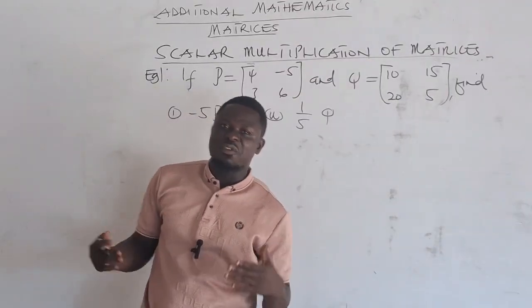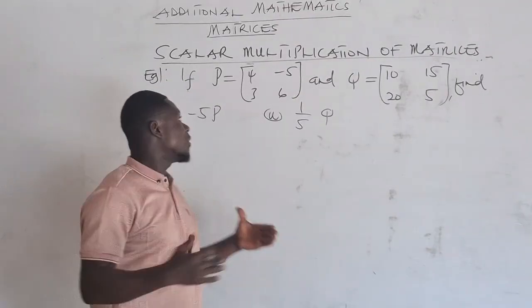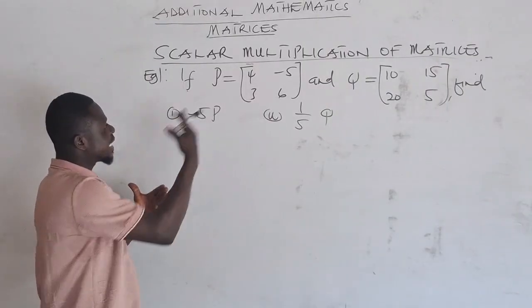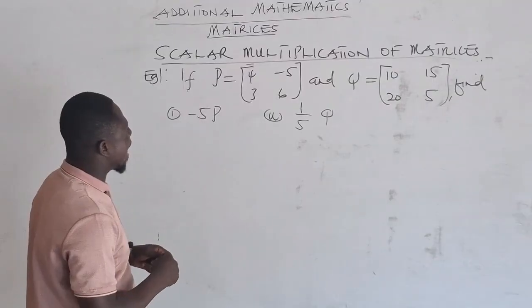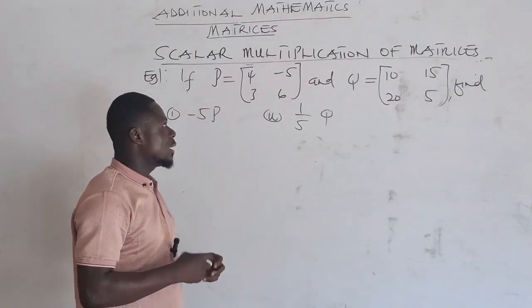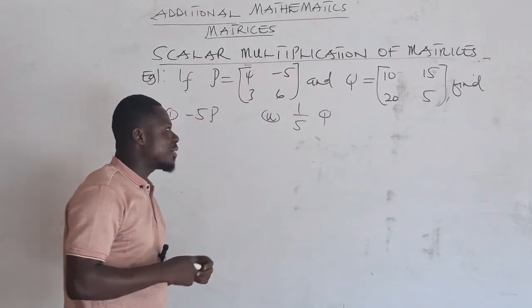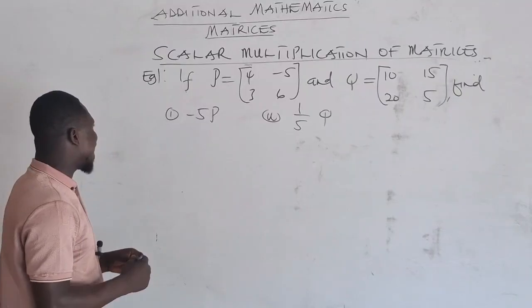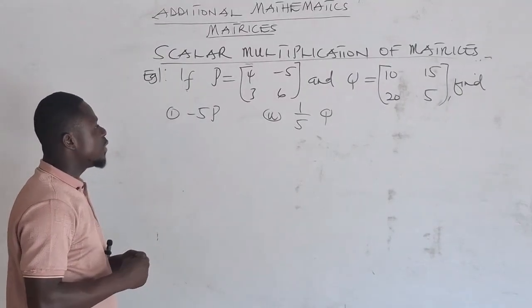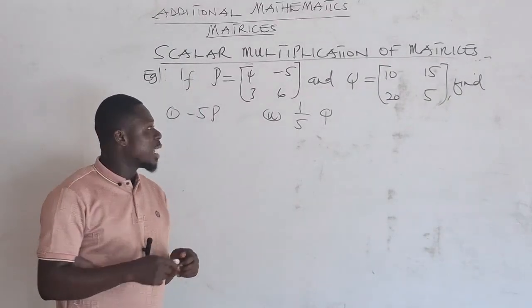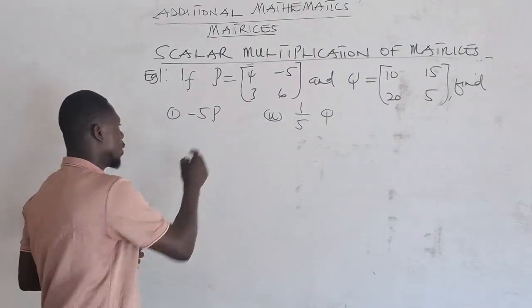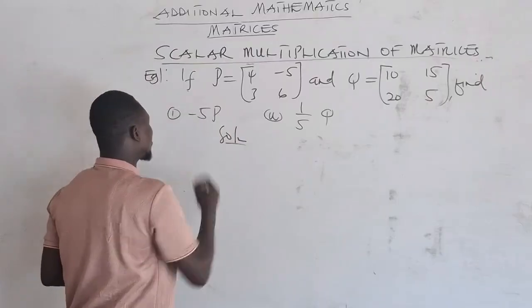Now let's look at our first example for today. In the first example, P has been given as 4, -5, 3, 6. Q is 10, 15, 20, 5. And we are to find (i) -5P and (ii) 1/5 Q. So let's consider the (i).